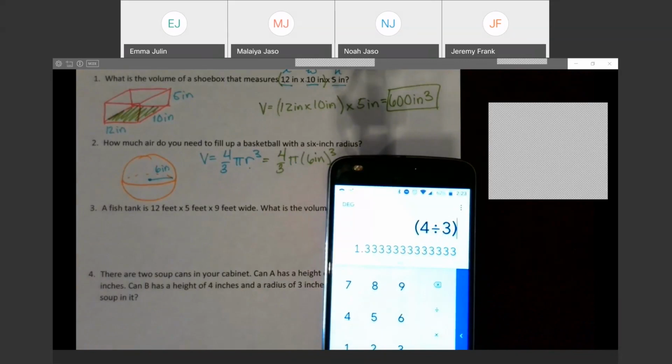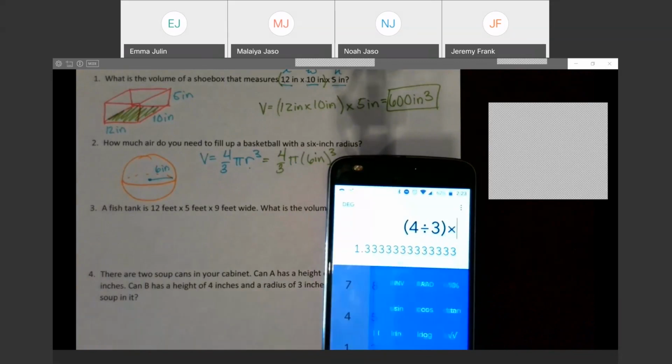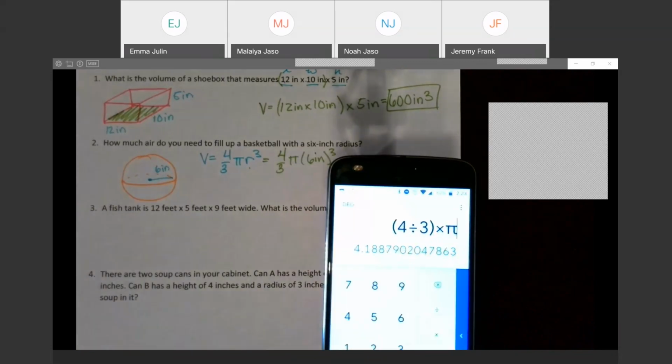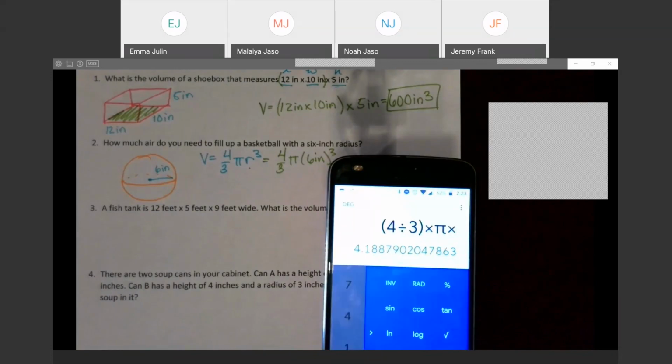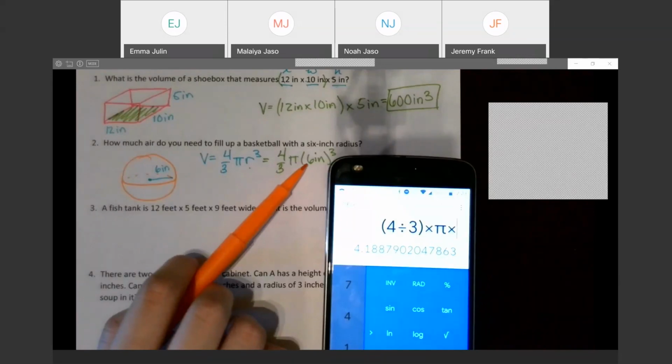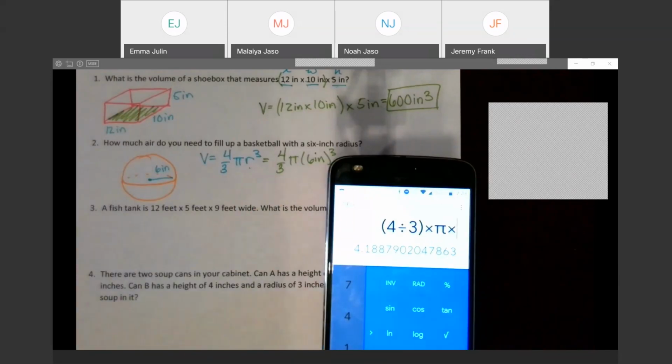We have 4 divided by 3. I'm going to multiply that to pi, and I'm going to multiply it again. Now this next step here, we have to cube our 6. There's a couple ways you can do this, but the easiest way to guarantee that your calculator will know what you need is to do another set of parentheses.